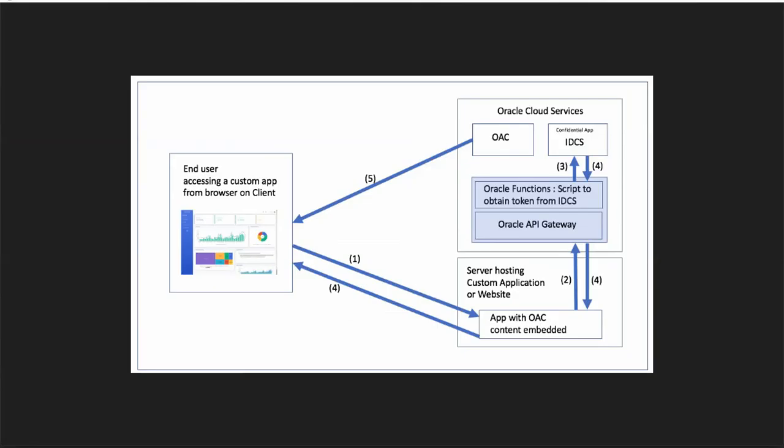Here's an overview of how that looks. On the left, you can see the custom application that I just viewed within my browser. On the right-hand side, you can see the back-end architecture for how the public user access was enabled.